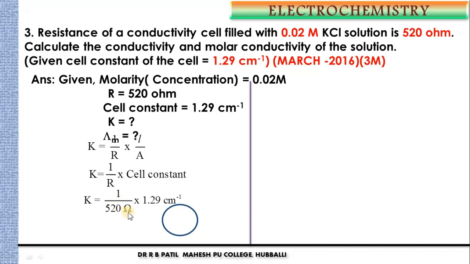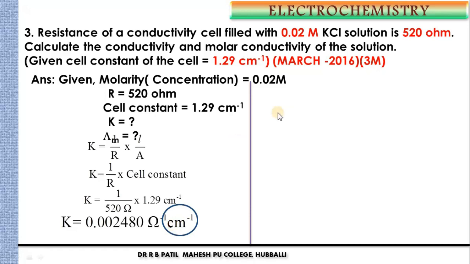Resistance is 520 ohm, and this L by A, I already told, is also called the cell constant, and let us substitute 1.29 centimeter inverse. When we solve this, we end with the answer 0.002480 ohm inverse centimeter inverse. Siemens and ohm inverse are both the same, so it is Siemens centimeter inverse, that is the unit of K.